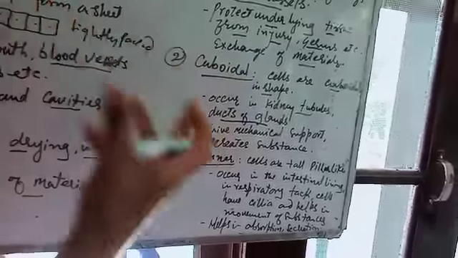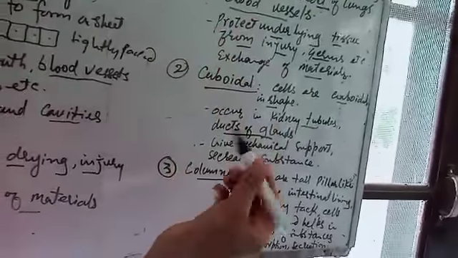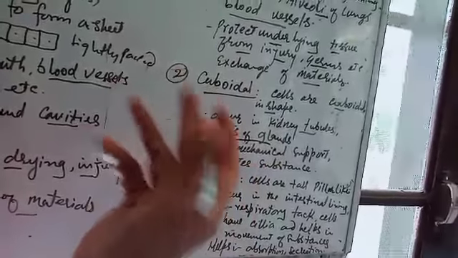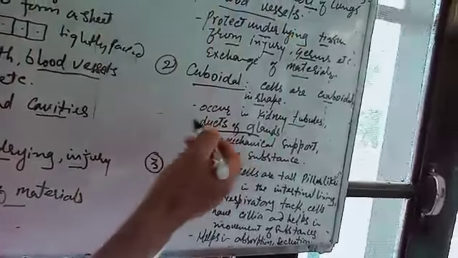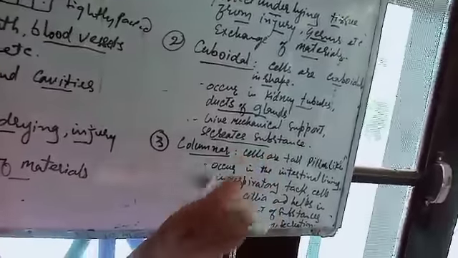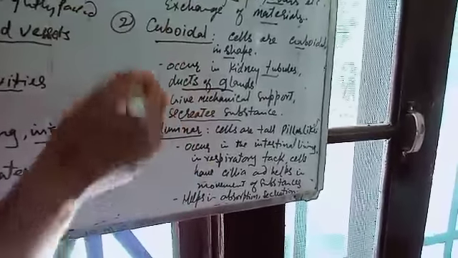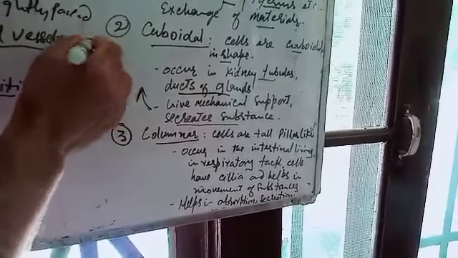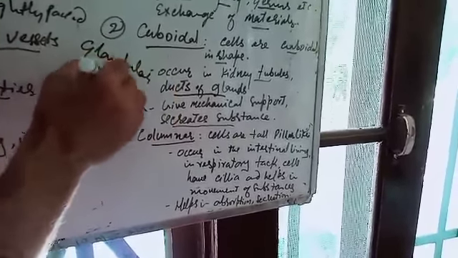That means the glands which are covered by the cuboidal epithelium. Such type of epithelial tissue is known as glandular epithelium. Its functions are to give mechanical support and secrete substances. The cuboidal epithelium which secretes substances, either enzymes or something, is known as glandular epithelium.